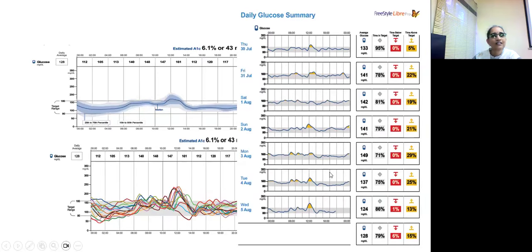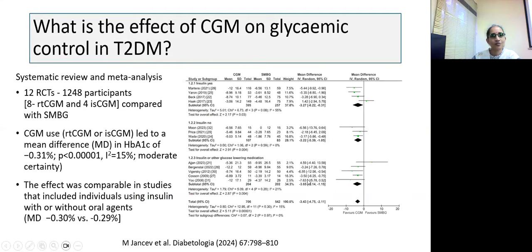This is a patient with type 2 diabetes, where you can see the curve is relatively smooth, only one peak around lunchtime. And so that was well controlled with oral medications itself. Here you can see the estimated HbA1c was 6.1%, indicating that this patient has a smooth profile of glucose values.